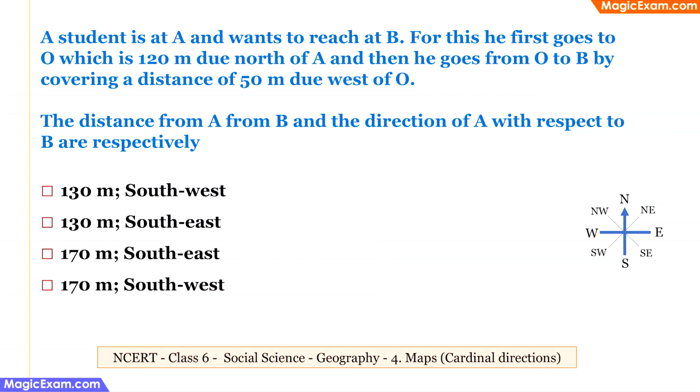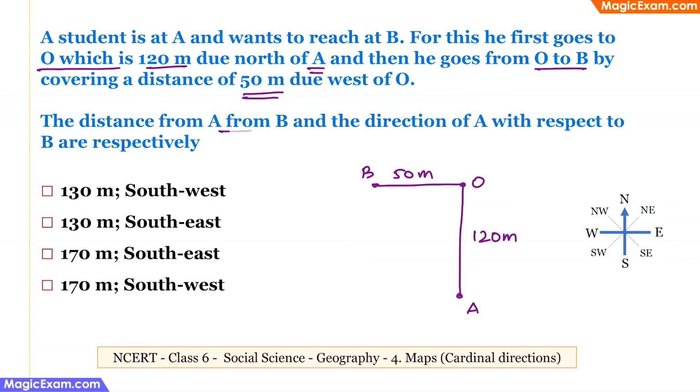A student is at A. So let's put a point A and wants to reach B. For this, he first goes to O, which is 120 meter due north of A. So the student travels from A to O, which is 120 meters in the northern direction. And then he goes from O to B by covering a distance of 50 meters due west of O. So from O, he travels a distance of 50 meters and reaches B. The distance from A to B and the direction of A with respect to B are what?